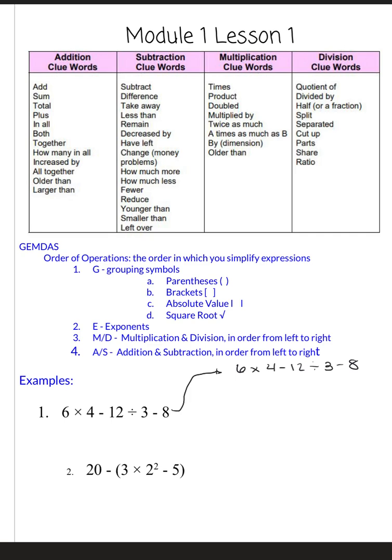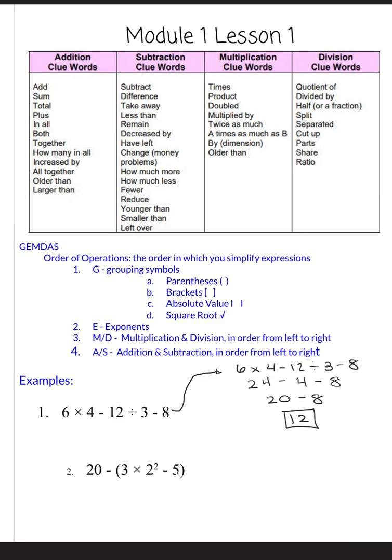So I can see that 6 times 4 comes first, so I'm going to do 6 times 4, which is 24. Minus, and then I have 12 divided by 3, which is 4, and then minus 8. Again, if you wanted to do those two in separate steps, you could, or if you wanted to do it just step by step, you can also do that as well. So then from there, there's no more multiplication or division to complete, so now we're going to look at addition and subtraction. So the first thing I see is 24 minus 4, which is going to give me 20, and 20 minus 8 is 12. All right, so I just simplified that expression using order of operations.